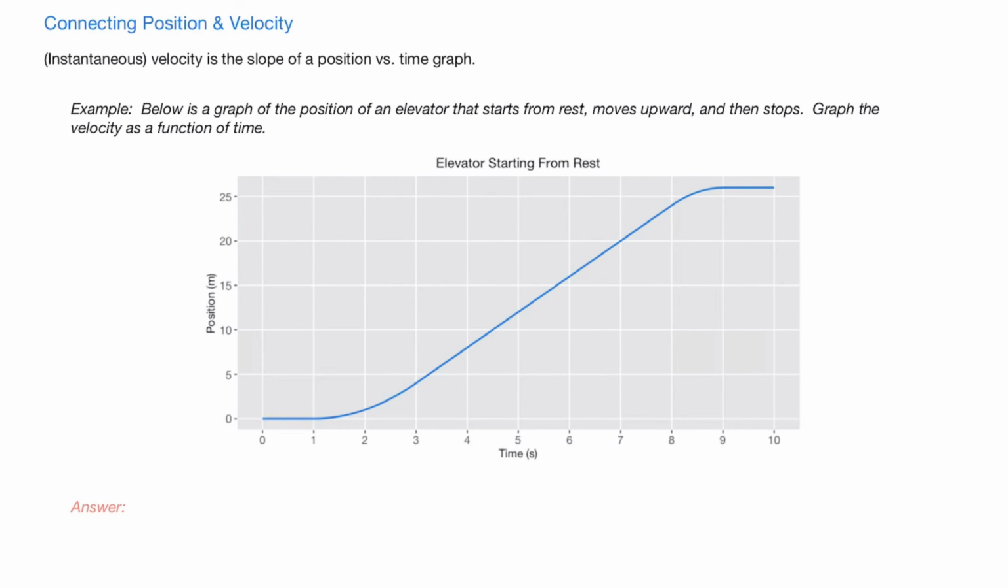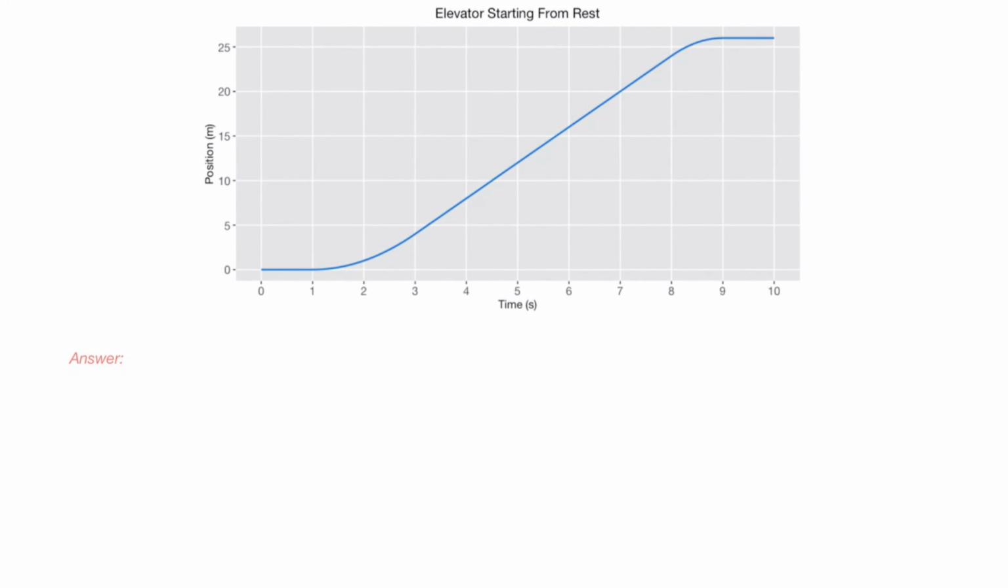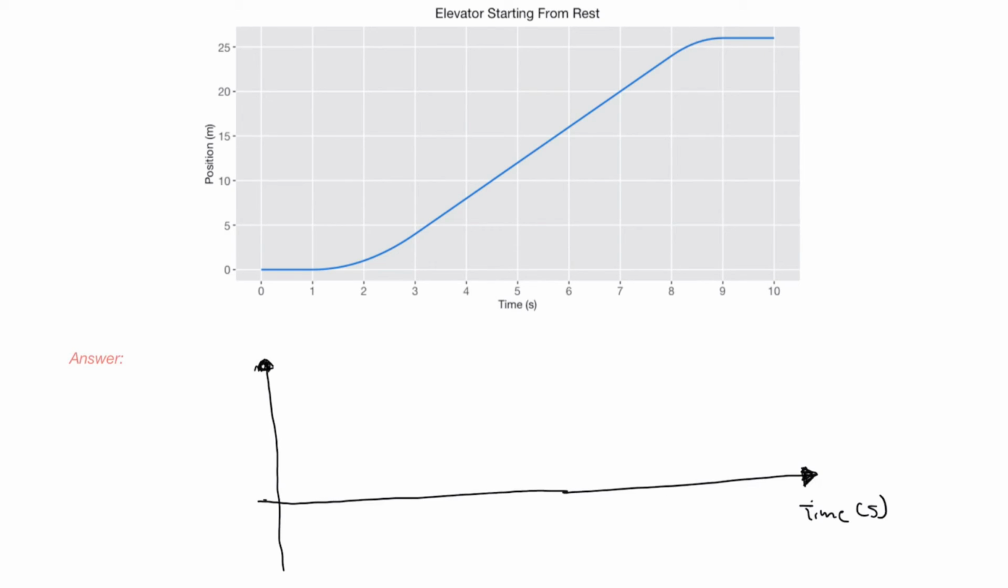In this example below, we see the position versus time graph of an elevator that starts from rest. What we want to do is look at this graph and be able to interpret what the velocity versus time graph looks like. So let's start by laying out our axes to match this. Time on the horizontal axis and velocity on the vertical axis, again, making sure to include our units.